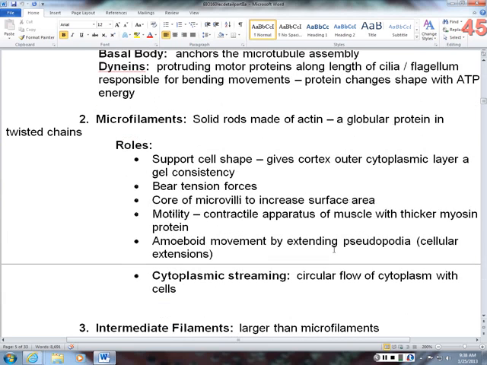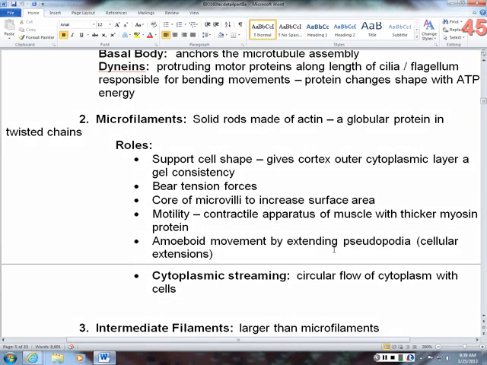So a little bit smaller, we've got microfilaments that are solid rods made up of actin protein. It's a globular protein that's going to be in twisted chains. So it's going to be more kind of like twisted little chains like that you're going to see this one. It's the same actin that's used in muscles. These are going to help to support cell shape. They're going to give the cortex, the outer cytoplasmic layer, a gel consistency in there. They're going to bear tension forces.